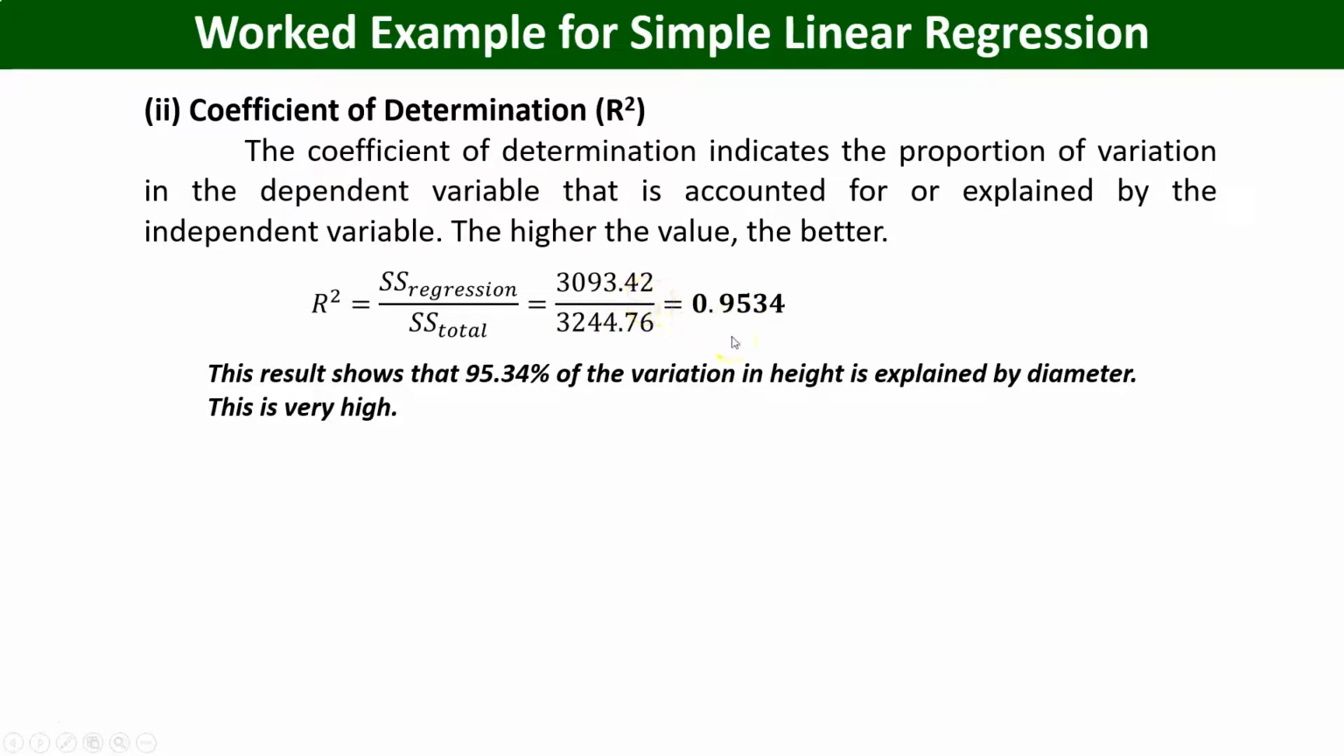Just put them the way I have indicated on the screen, and you evaluate that formula. It will give you 0.9534. So that's our answer for R square. And of course, if you are to convert this to percentage, this will be equal to 95.34%. So this result shows that 95.34% of the variation in height, don't forget height is our dependent variable, is explained by diameter, which is our independent variable. And you can see that the value of R square is high. I mean, 95%, that's quite high. So that's the result of our coefficient of determination.